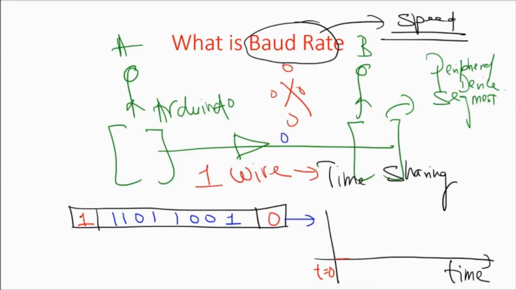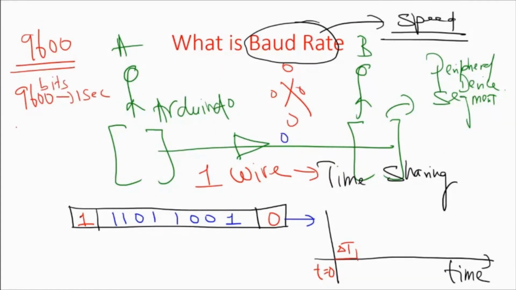How long am I sending a 0? There should be a delta t, and this delta t is determined by the baud rate. Let us take a sample example. I am fixing the data rate as 9600 baud. 9600 baud means 9600 bits are transmitted in 1 second. So if 9600 bits are transmitted in 1 second, what is the time necessary for transmitting 1 bit?